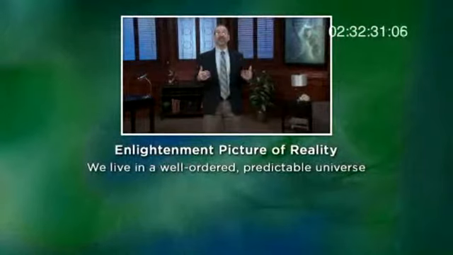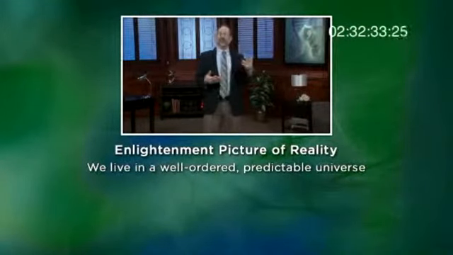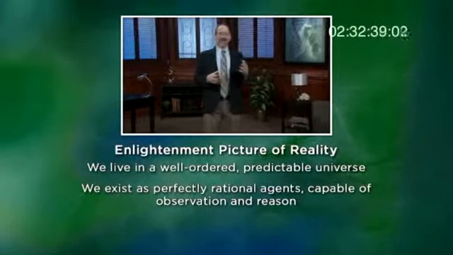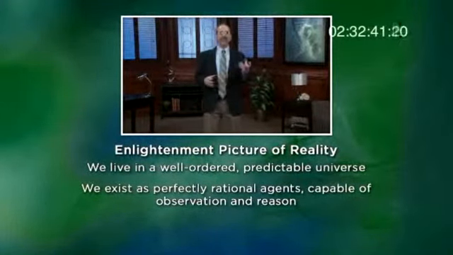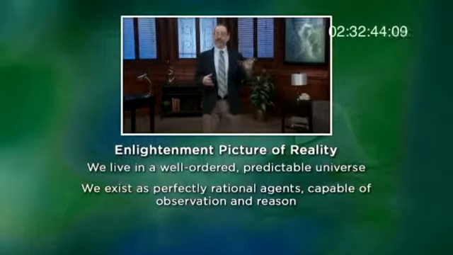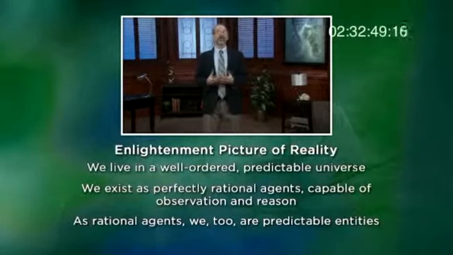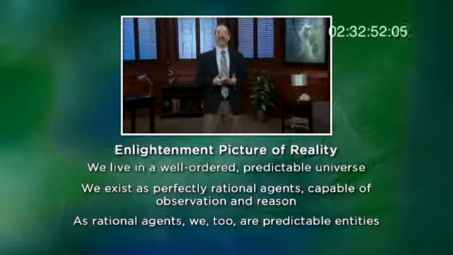Like Newton, we just need a combination of observation and reason to derive what must happen. This is the picture of reality we get from the Enlightenment in the 17th and 18th century. We live in a well-ordered, predictable universe full of things we can observe. We exist in it as perfectly rational agents, capable of observing everything there is, capable of using our reason to find the laws that govern their behavior. As such rational agents, we too become predictable, allowing new human sciences to explain how we behave. Needless to say, this view did not please everyone.